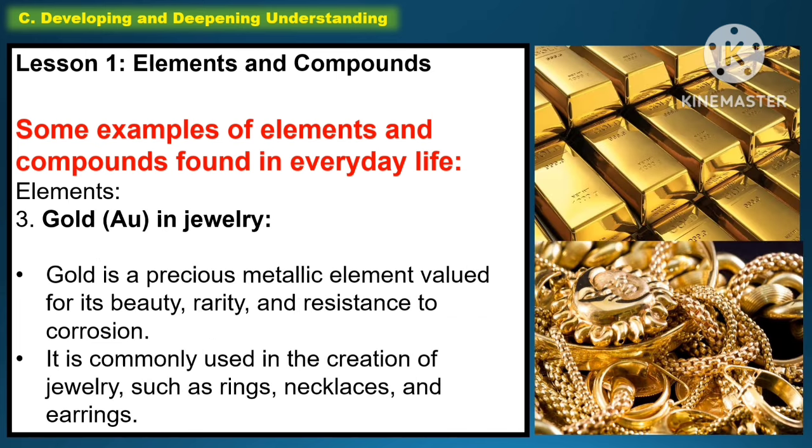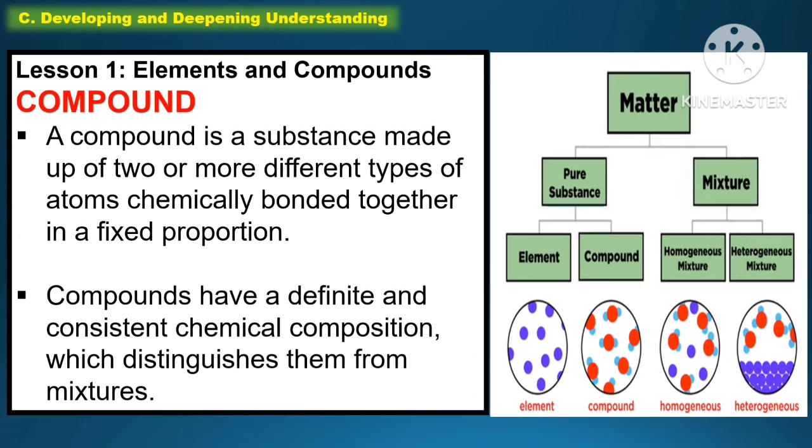Another element is gold in jewelry. Gold is a precious metallic element valued for its beauty, rarity, and resistance to corrosion. It is commonly used in the creation of jewelry such as rings, necklaces, and earrings.